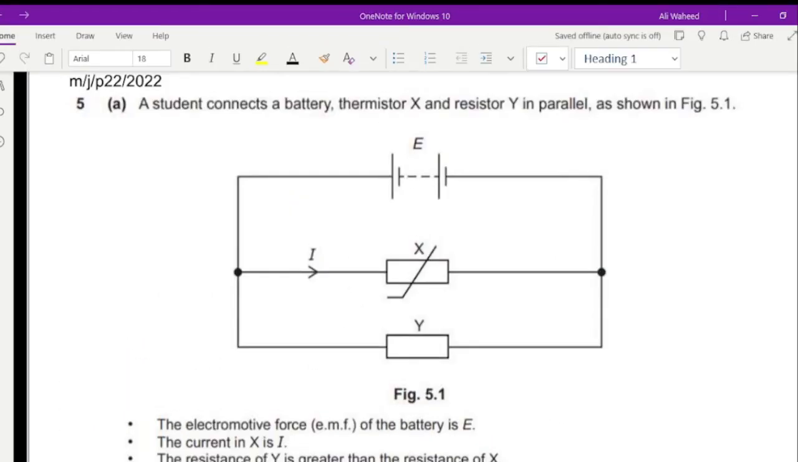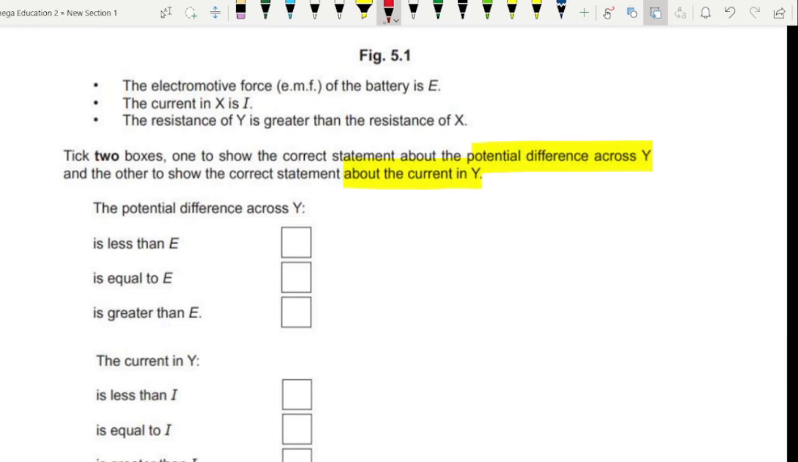Potential difference, in simple words, once again, the voltage. The potential difference across Y: the first one says it is less than E, meaning less than the voltage of the battery. The second one says it is equal to E, equal to the voltage of the battery, and the third one says greater than the voltage of the battery.